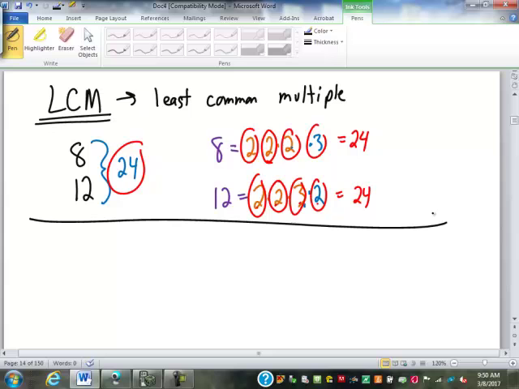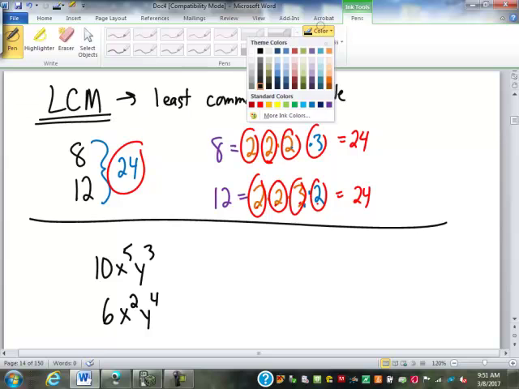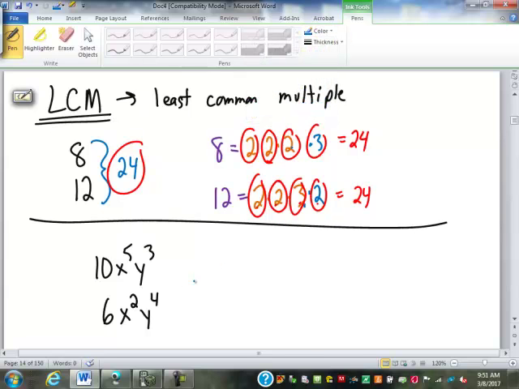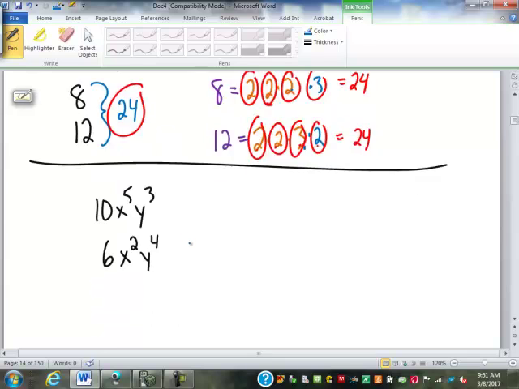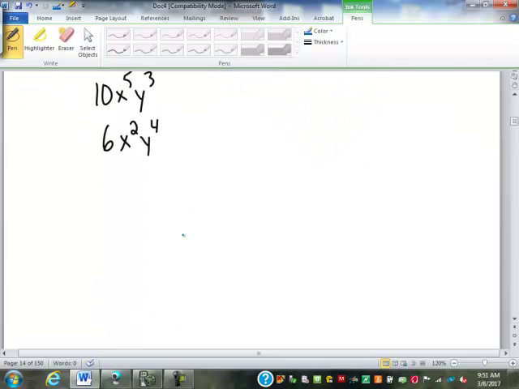What if I give you numbers like 10x to the 5th, y to the 3rd, and 6x squared y to the 4th? Well, we separate out the numbers. For 6 and 10, what is my least common denominator going to be? There's one smaller than 60. 30 will work. 30 is the least common denominator.